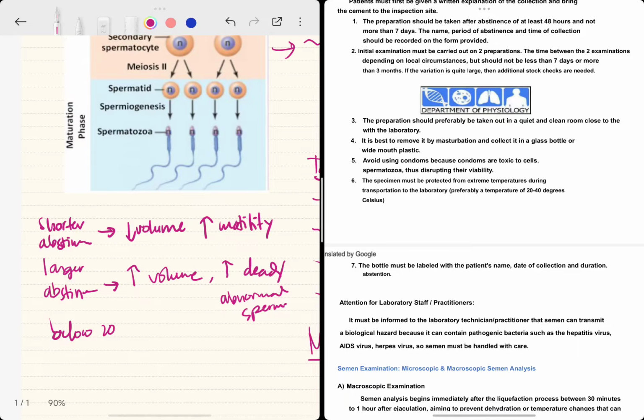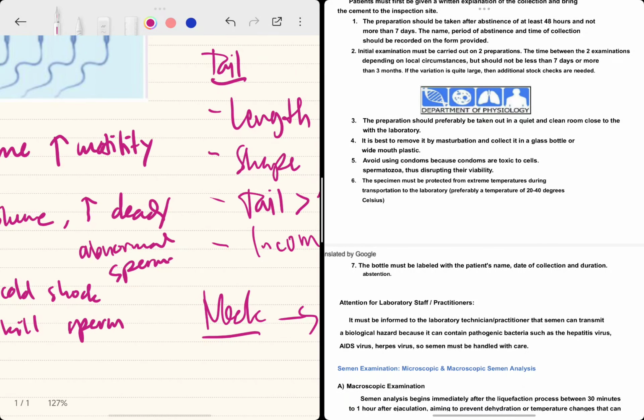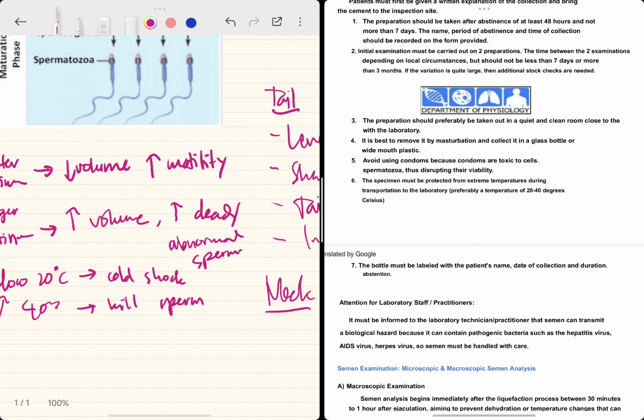Below 20 Celsius could cause cold shock, but if it's higher than 40, it could kill the sperm as well. Oh yeah, for the cold shock, it could make the sperm unable to move at all. I mean, they're still alive but they just cannot move.